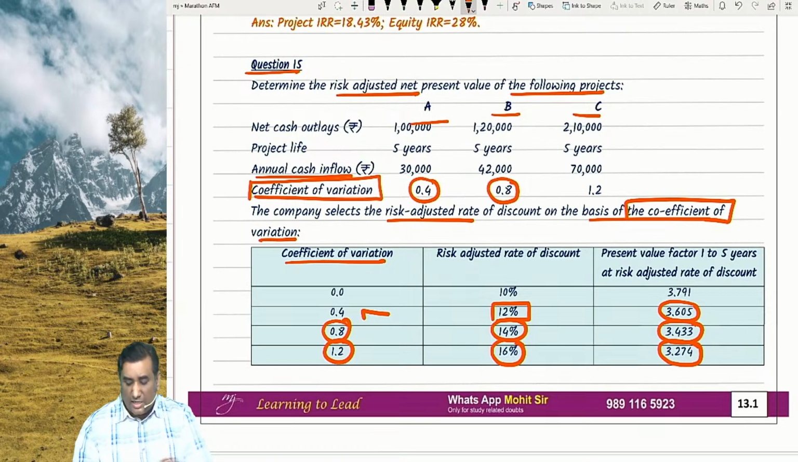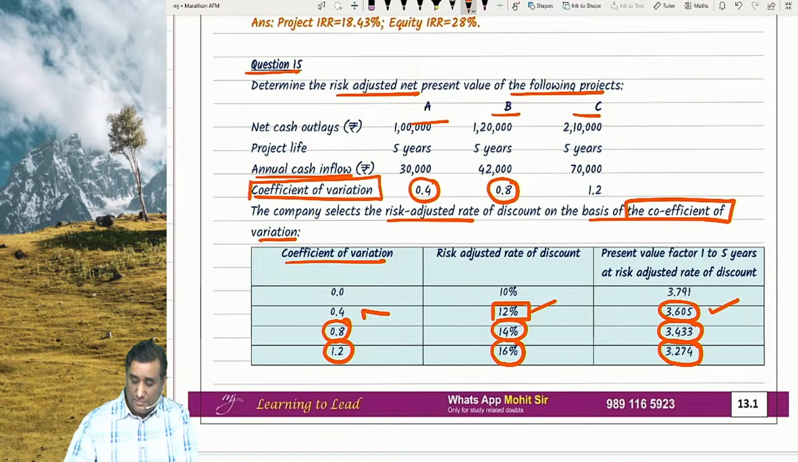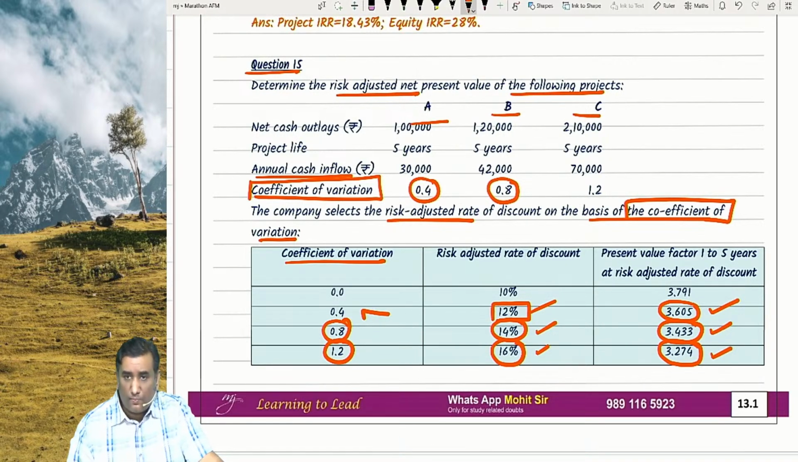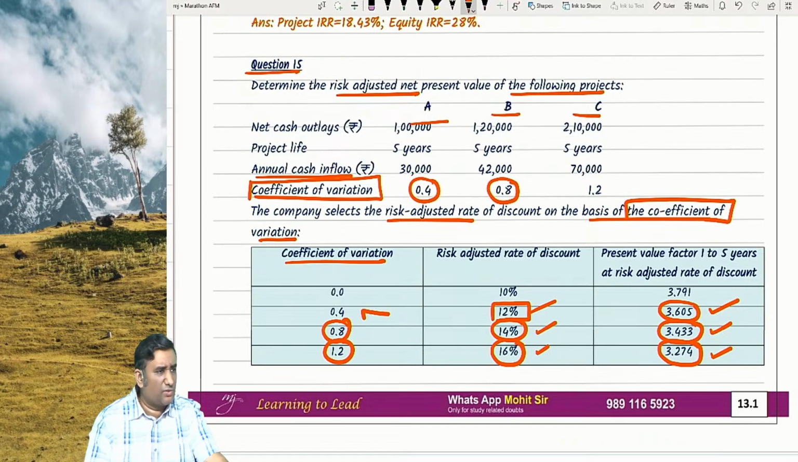Cumulative, sir, what is this last part? Last is the present value annuity factor. 3.605 is the annuity of 12%. 3.433 is the annuity of 14%. 3.274 is the annuity of 16%. Now straightforward we can do. In fact, it's not rocket science at all.